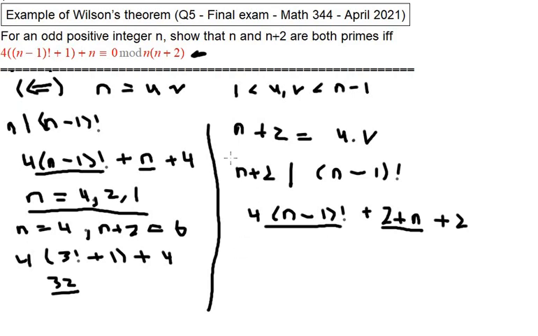So either way, if n plus 2 or n is not a prime, we get that n plus 2 or n cannot divide the expression, and the expression cannot be equal to 0. So therefore, n and n plus 2 must be prime.